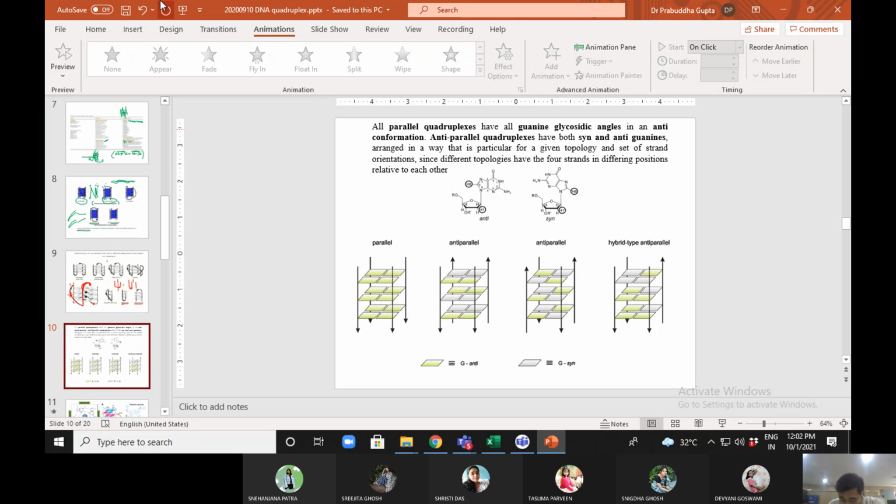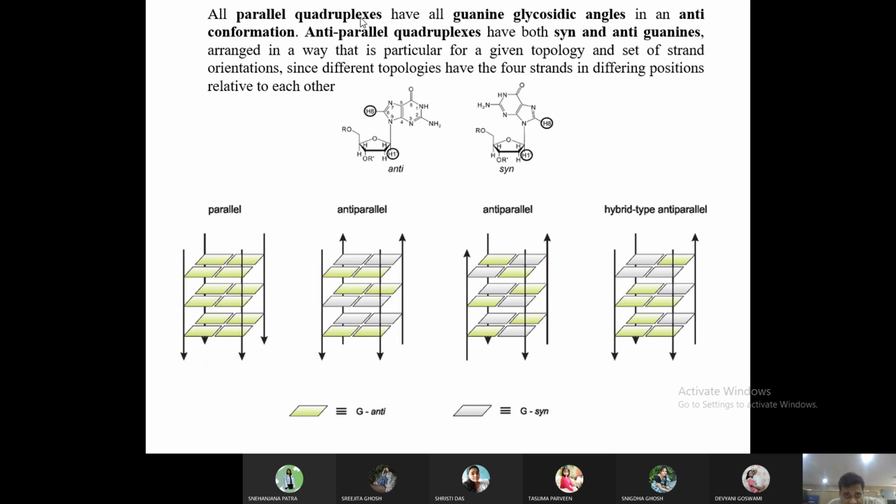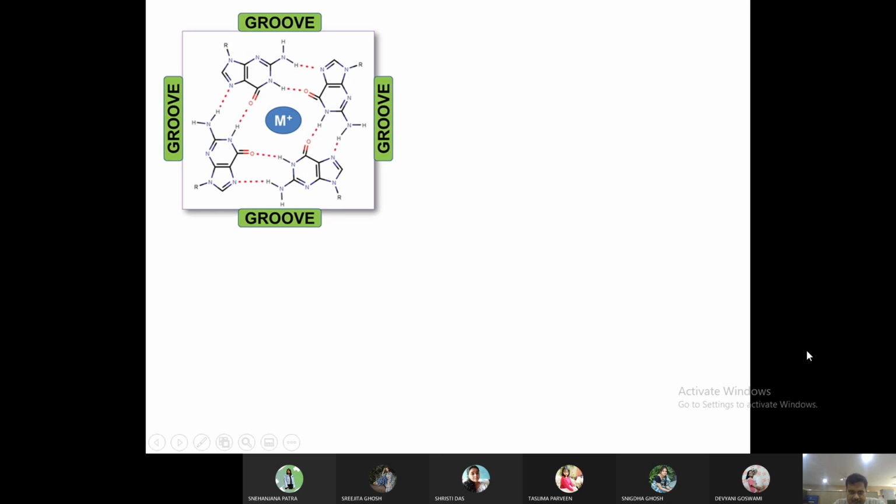Okay, so we stopped at this slide, where we discussed the syn and anti arrangement of the nucleotide for parallel and anti-parallel quadruplex. One thing we have not discussed so far is the stability of the quadruplex. So today we are going to start from that point of view.